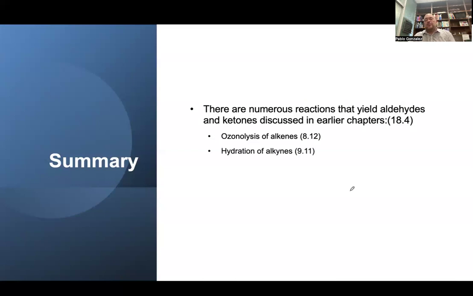Ozonolysis, that's 8.12. Also, the hydration of alkynes. The hydration of alkynes is going to produce an enol as an intermediate, and that enol is going to tautomerize to the corresponding ketone. You're going to have that as your product. For Friedel-Crafts acylation of aromatic compounds as well, you have the aromatic ring in the presence of an alkyl halide, and a Lewis acid makes that alkyl halide a good electrophile that's eventually going to be attacked by the aromatic ring.